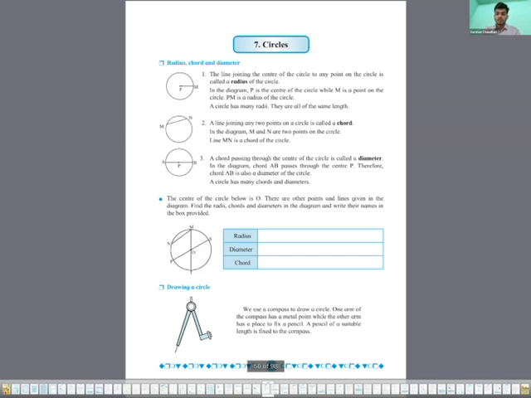Before we see the parts of a circle, first, what is meant by a circle? In simple words, a circle has no corner. Here, look, this is a circle. It has no corner and no edges, right? So we can say that this is a circle.